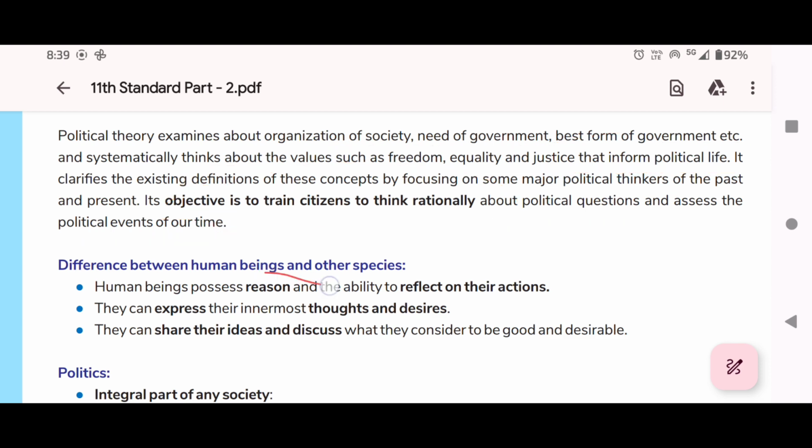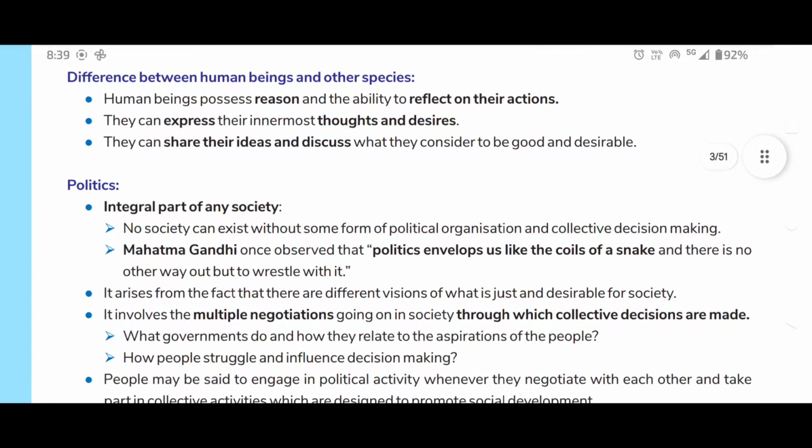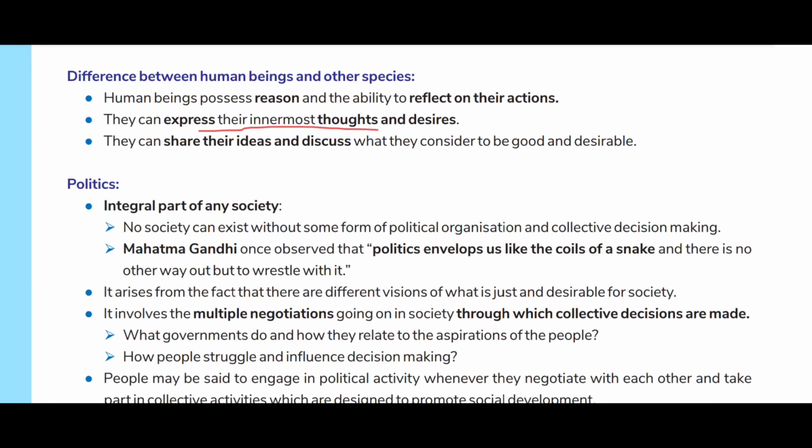Difference between human beings and other species. Human beings possess reason and the ability to reflect on their actions. They can express their innermost thoughts and desires. They can share their ideas and discuss what they consider to be good and desirable.